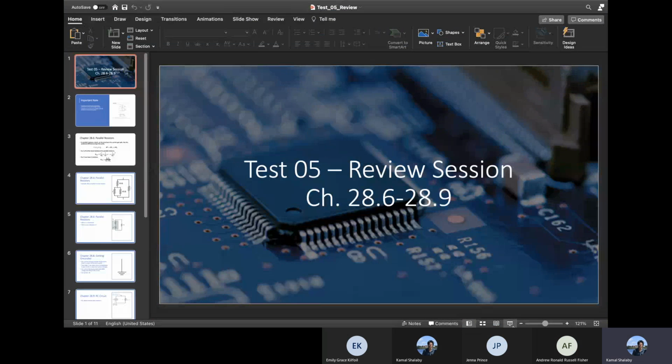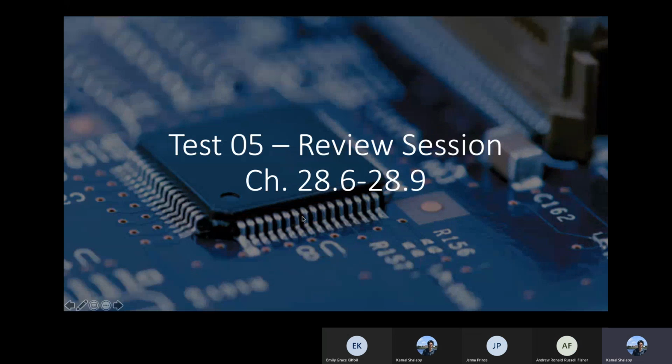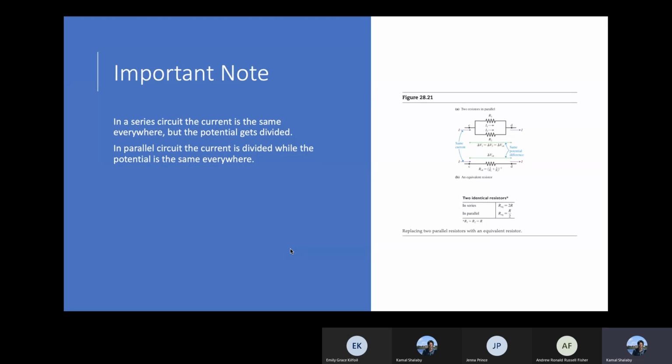Okay, so today is going to be a review for test 5. It's mainly chapter 28, between section 6 to section 9. First things, just to start with, a reminder of the difference between parallel and series circuits.